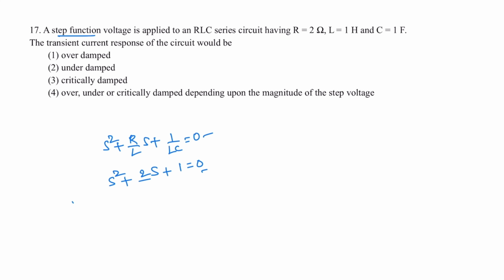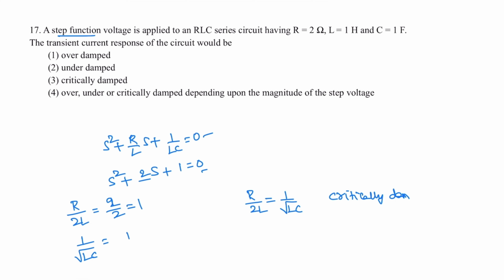Now we will calculate what is R by 2L. So resistance by 2L, R is 2, 2 by 2, its value is 1, and 1 by root LC, the value of 1 by root LC is also 1. Now R by 2L is equal to 1 by root LC. So the system is critically damped. The system is a critically damped system.